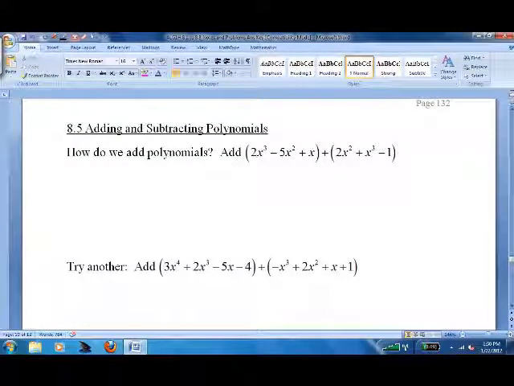Lesson 8.5, adding and subtracting polynomials. So how do we add polynomials? So add them up. Now there's lots of different ways to do it.